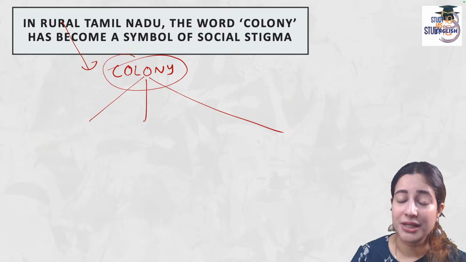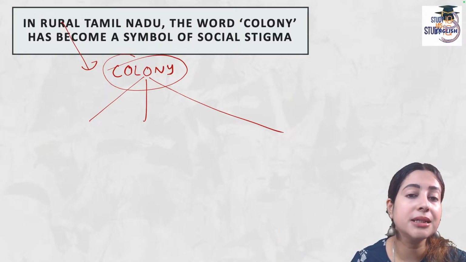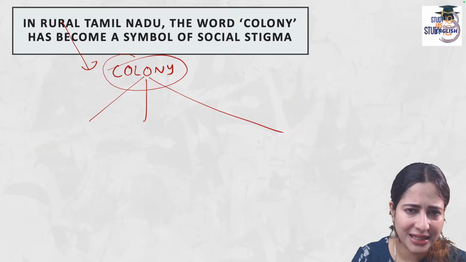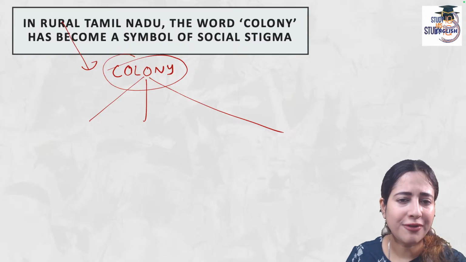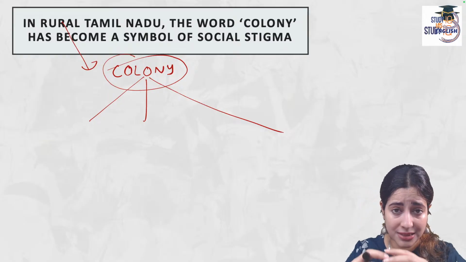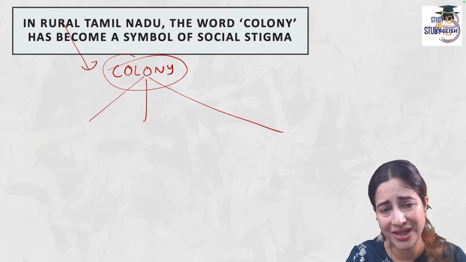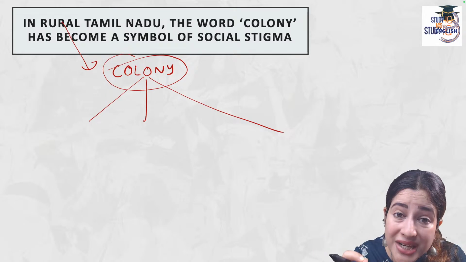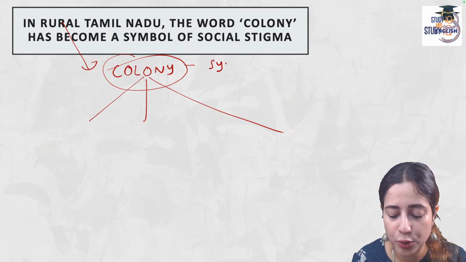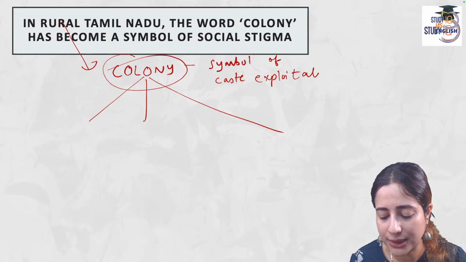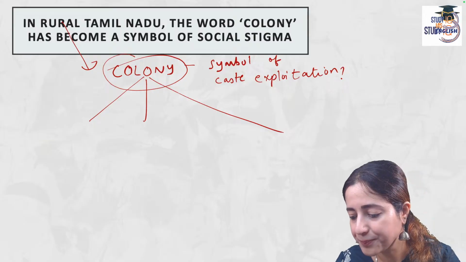In my country, in my city, there are so many colonies near the public parks. So, colony is a very multi-dimensional word, you can say. On the one hand, colony could mean something that is controlled by somebody else. Colony could also mean a simple unit of residence, a residential area where people are living. In this context, the article is saying the word colony itself has become a symbol of caste exploitation in rural Tamil Nadu. A symbol of caste exploitation. Where? In rural Tamil Nadu. How and why? Let's see.